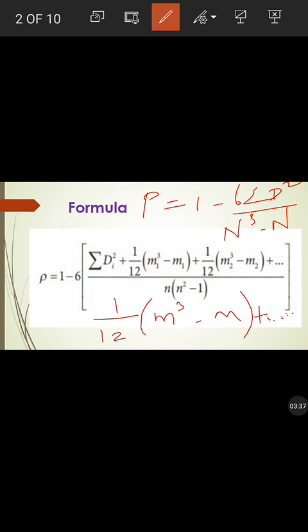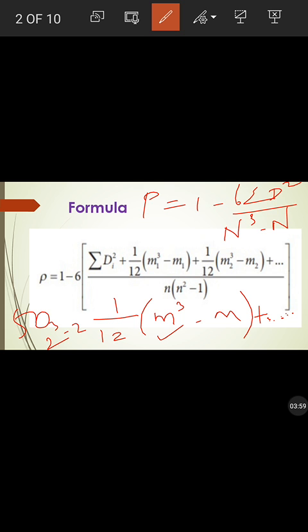So this is what this 1/12 implies. Then what is that m inside this? What is m? m is nothing but the number of repeated values. For example, if 50 marks is repeated two times, then in the place of m we are going to take 2 cube minus 2.